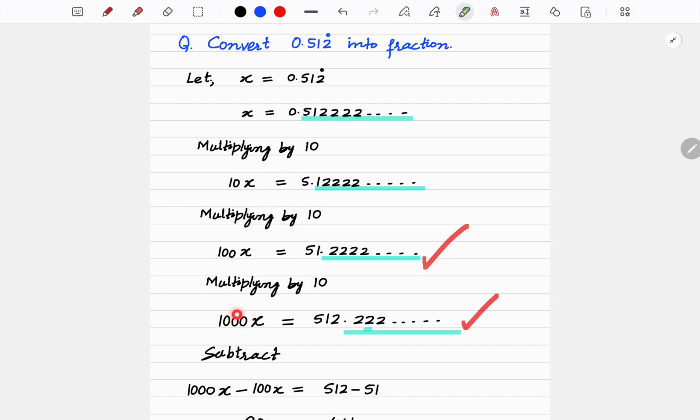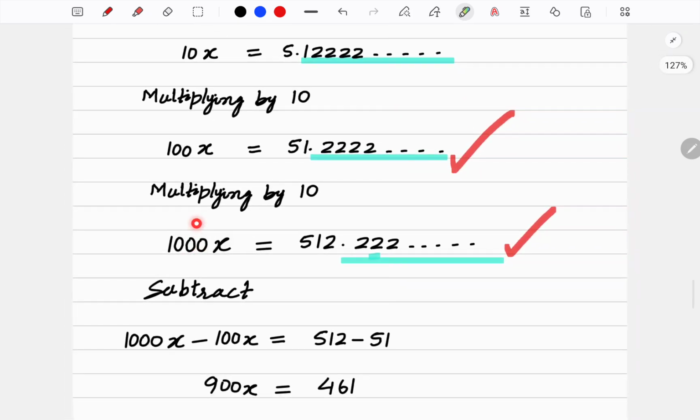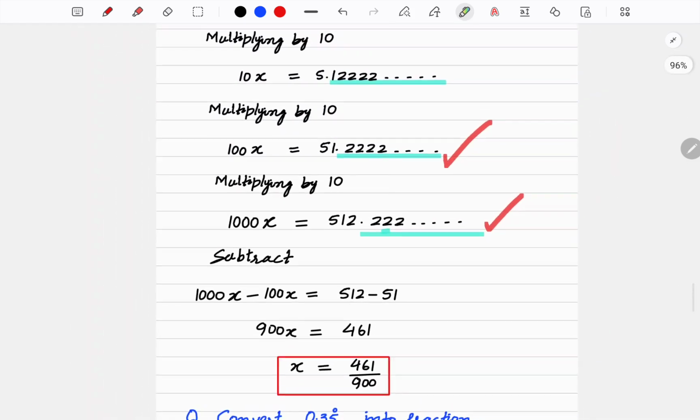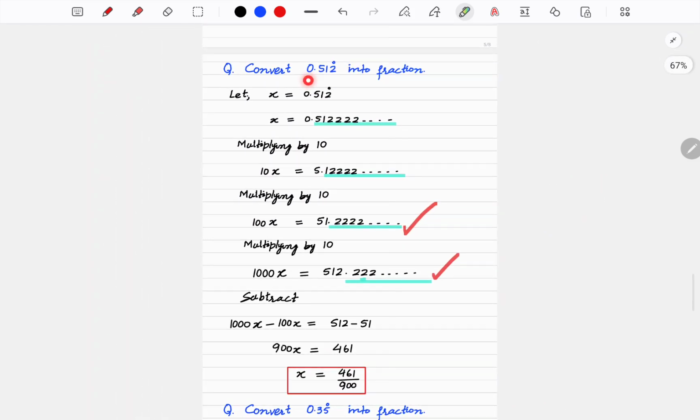Now subtract 1000x minus 100x. 1000 minus 100 becomes 900x, and 512.222 minus 51.2222. These two decimal series are the same, so they will get cancelled. 512 minus 51 becomes 461. Dividing by 900, our answer is 461 divided by 900. Like this we can convert 0.512 dot into a fraction.